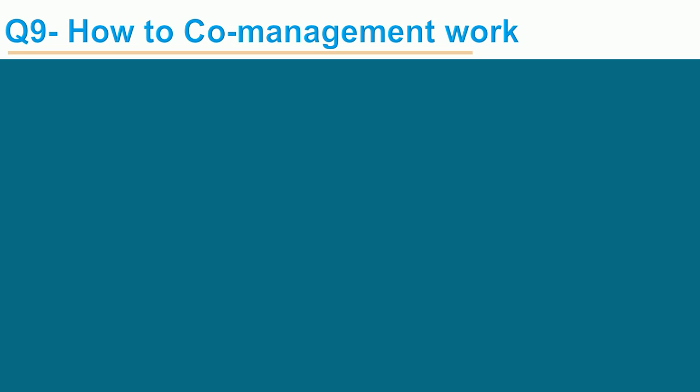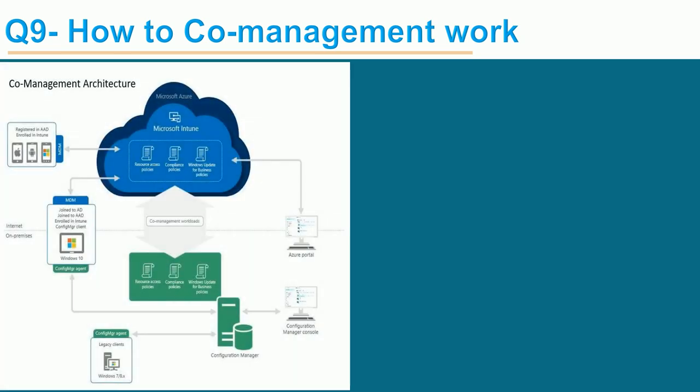Now, the next question is how co-management works. This is the diagram I created: the co-management architecture for your Intune and SCCM. This is your Intune infrastructure on one side, and here is the MDM device. It's enrolled in Intune, which works separately and is dedicated to Intune. If you are deploying any policies, patches, or applications, they will go to the devices.